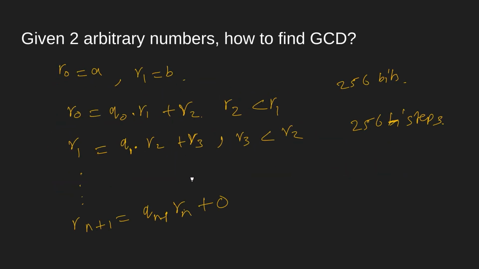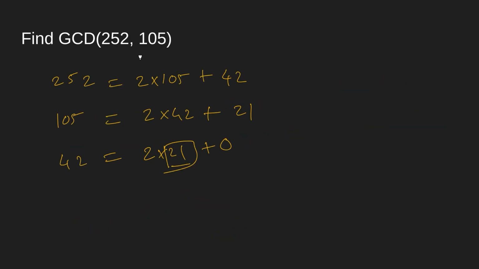If we continue these steps, then this is the r(n), whatever the n is, and this will be the GCD. As you can see, 252 divided by 21 will be 12, and 21 times 5 is 105, and 21 divides both of these numbers. You can verify that there is no greater number which divides both of them.